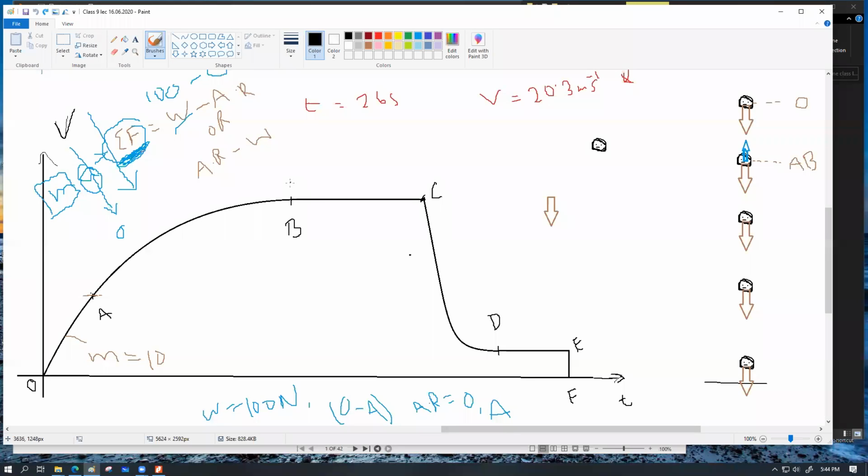Because these two forces are equal, we have a resultant force that is zero. That's what was shown in this equation, that the person is falling downwards at a constant speed. So this is the first air resistance.